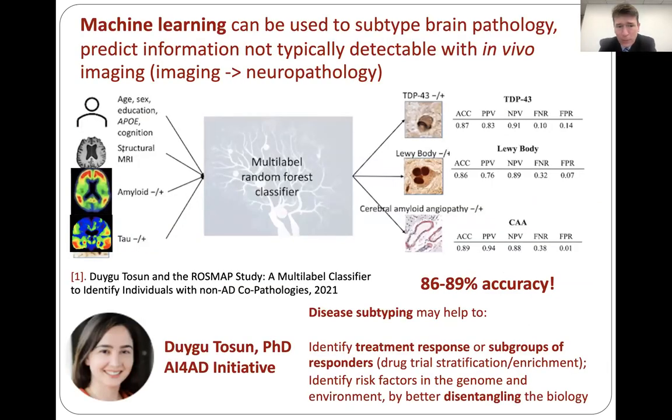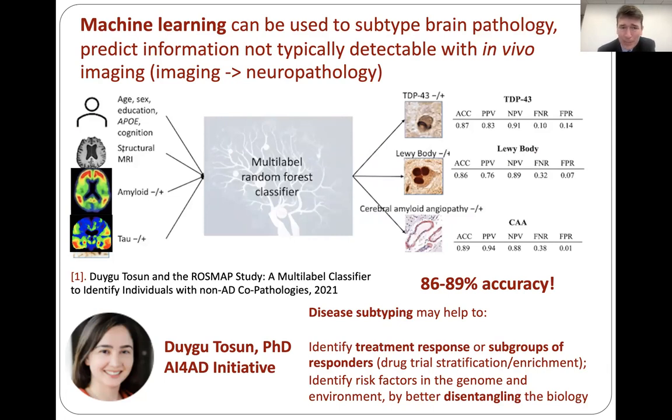So one important project led by Duygu Tosun at UCSF has intended to subtype brain pathology by pairing in vivo neuroimaging data with post-mortem autopsy pathology data. Now, for most patients, obviously, we don't have this. But the fact that you can train a classifier to learn what types of cellular pathology are present is very, very useful in understanding disease in living patients.